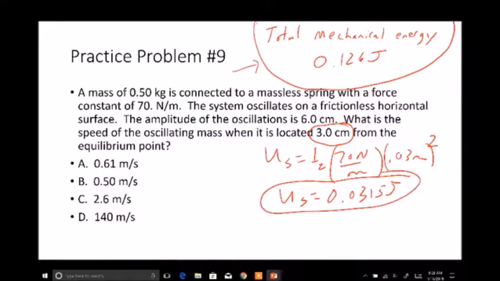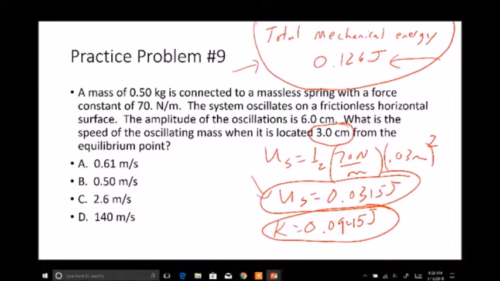The rest of the system's mechanical energy at that point must be kinetic. So we need to subtract this quantity from the total mechanical energy up here. So 0.126 minus 0.0315. And that tells us that there's a kinetic energy of 0.0945 joules. Now we're going to take this quantity and set it equal to 1/2 mv squared.